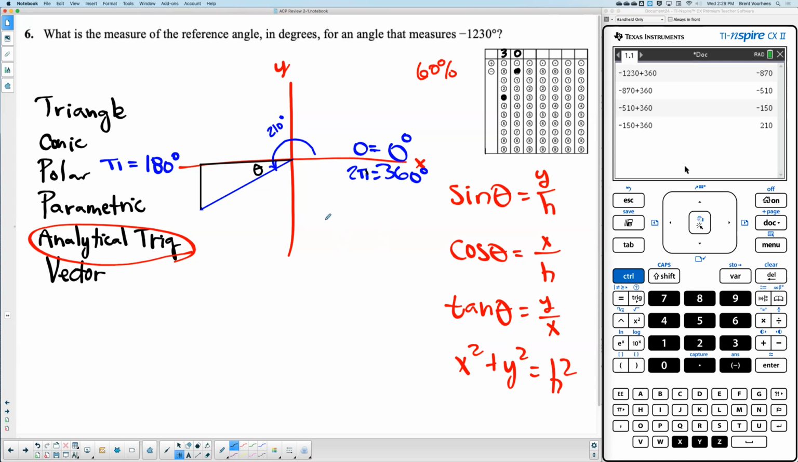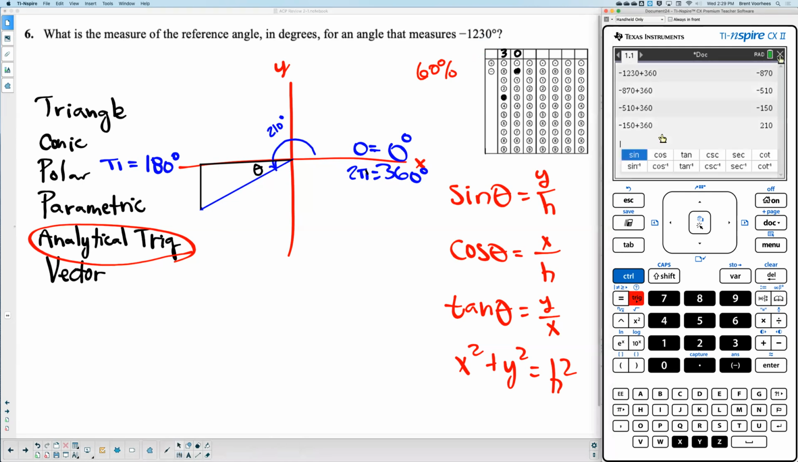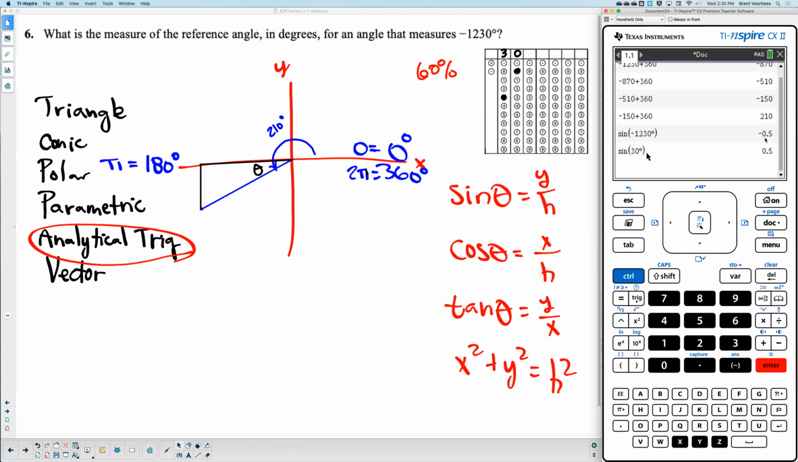Now, are there calculator cheats? Yes. For a reference angle, it doesn't matter which trig function you pick, you'd always get the same decimals. You might not get the same positive or negative answer, but you'll get the same decimals. For example, if I did sine of negative 1230 degrees, and you press enter, and then I did sine of 30 degrees, you'll notice you get the same decimals. It won't necessarily be the same positive and negative. You see how these are different? But no matter which trig function you use, they should always give you the same decimal.